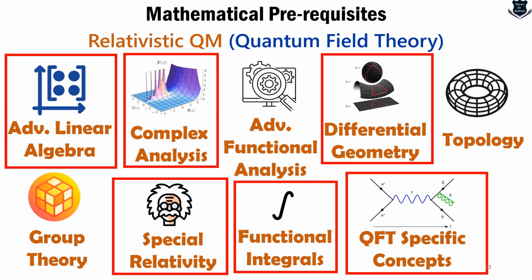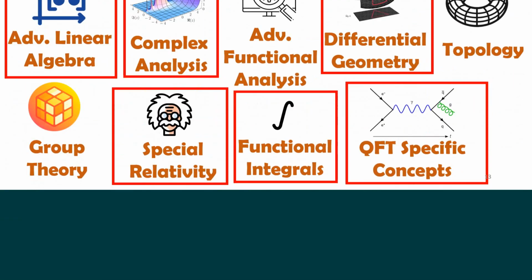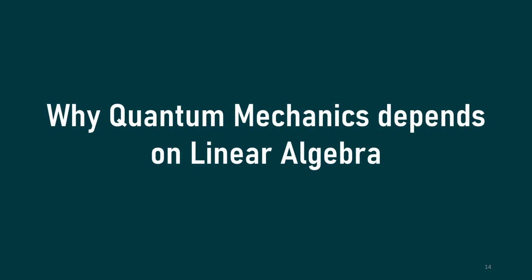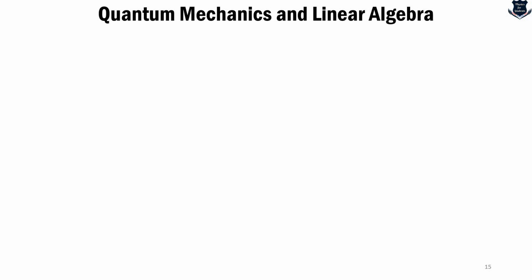Now, having understood the mathematical prerequisites for relativistic and non-relativistic, we come to the next question. We are dealing with linear algebra, and that is what the thumbnail of the video is. So why does quantum mechanics depend on linear algebra, or rather what is the underpinning truth of linear algebra as the fundamental tool for quantum mechanics? Coming up in the next part of the video.